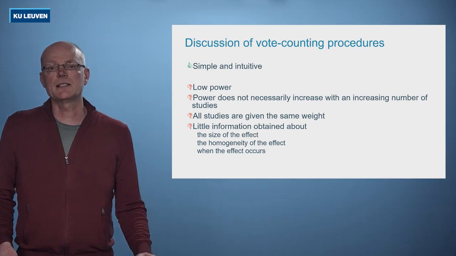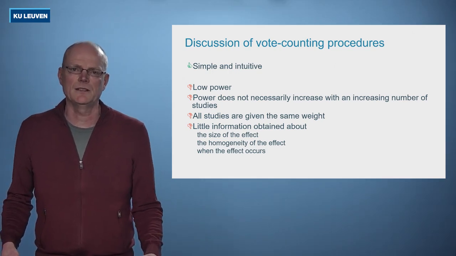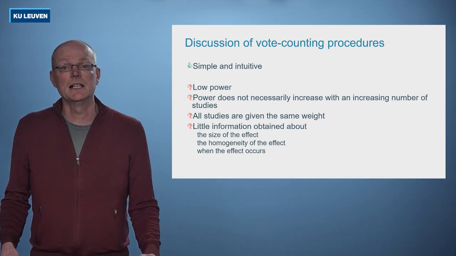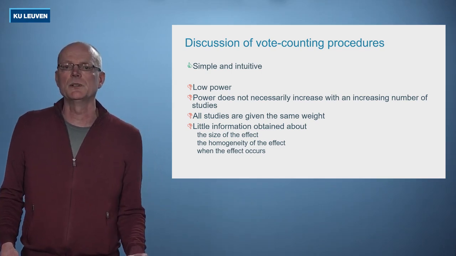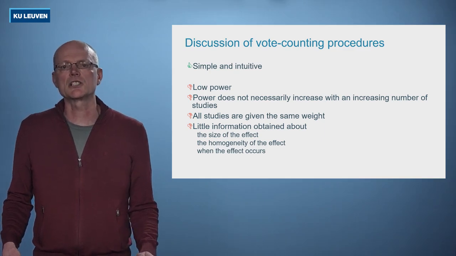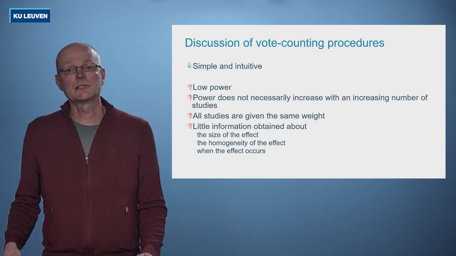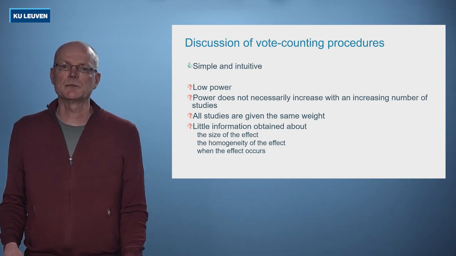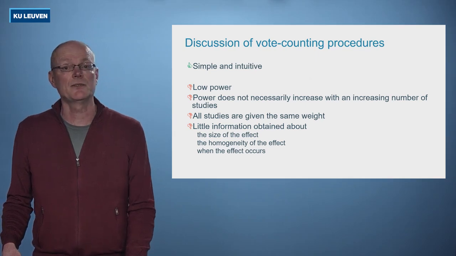Another drawback is that in this procedure all studies are given the same weight, whereas we have seen that smaller studies will give less precise information on the population effect size, and therefore it is better to give a larger weight to larger studies. A final drawback is that based on the vote counting procedure, we only give an answer to the question whether there is an effect.